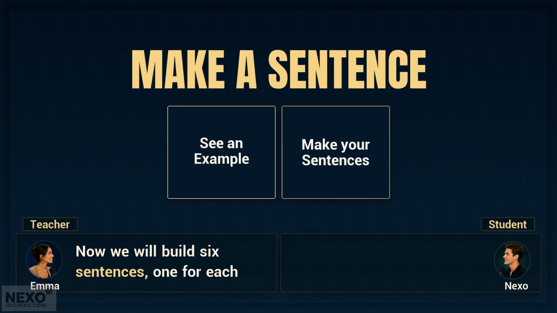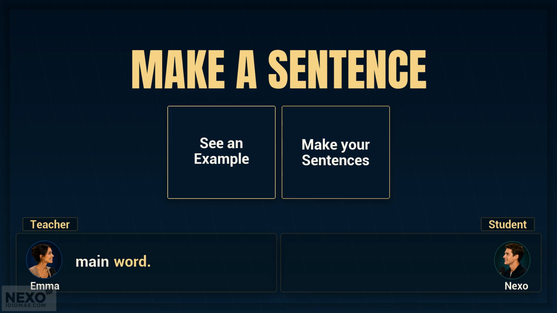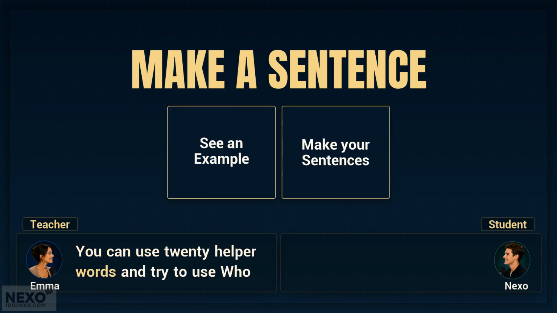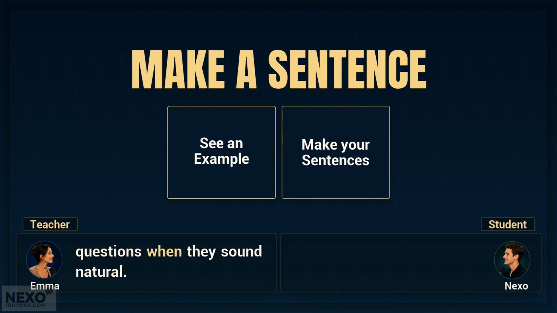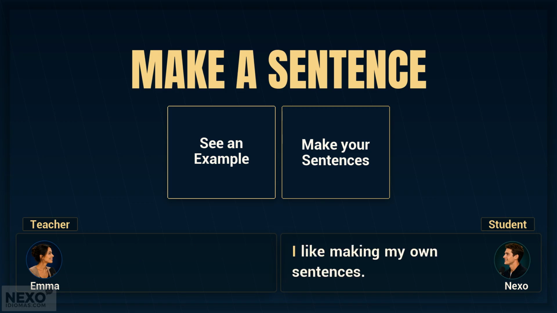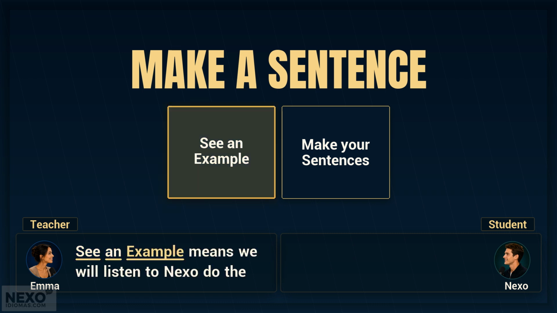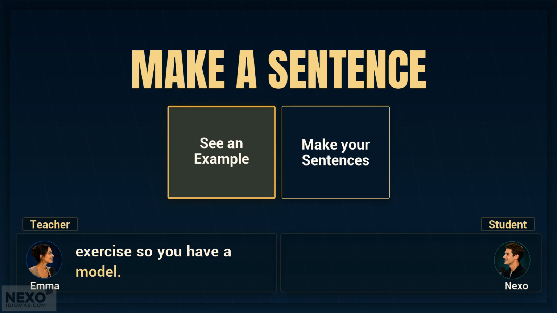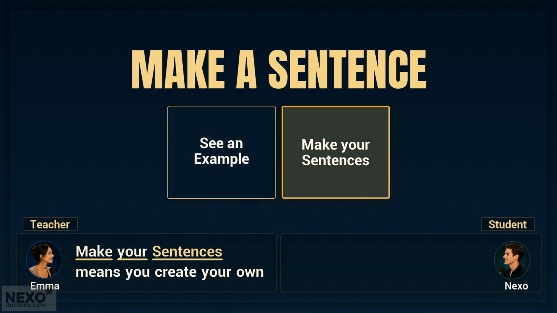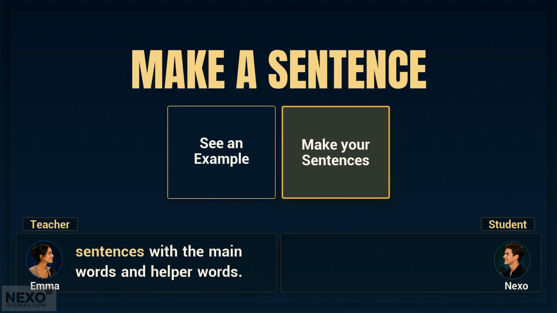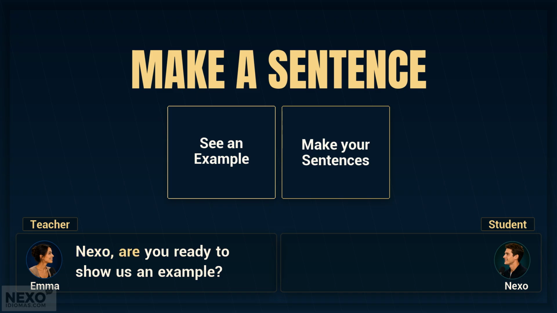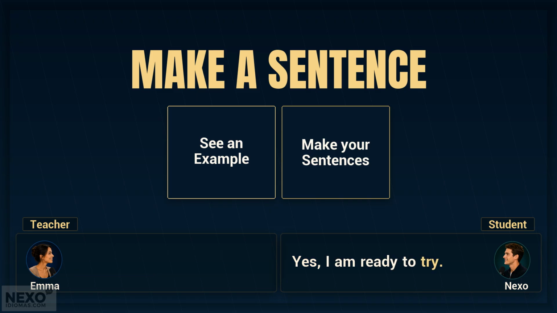Now we will build 6 sentences, one for each main word. You can use 20 helper words and try to use who questions when they sound natural. I like making my own sentences. See an example means we will listen to Nexo do the exercise, so you have a model. Make your sentences means you create your own sentences with the main words and helper words. Nexo, are you ready to show us an example? Yes, I am ready to try.